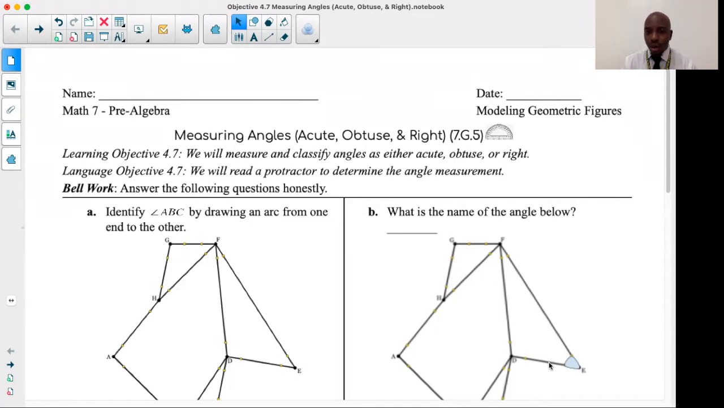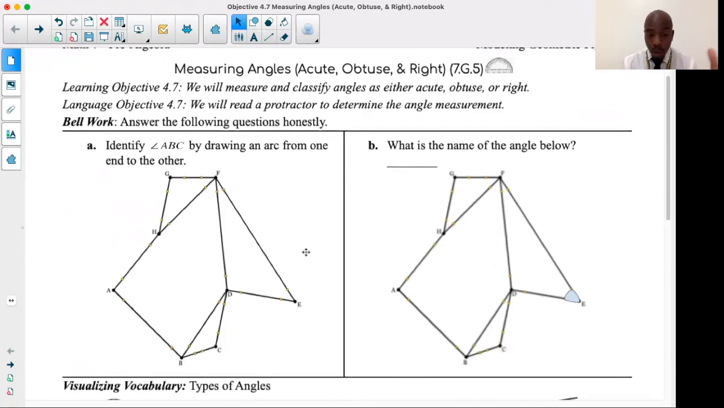A protractor is a means to determine and calculate the angle measurement of different shapes and stuff like that. So we're going to use that on paper for these two-dimensional shapes to be able to find the different angle measurements. But before we get into that, as usual, take a moment to pause the video and answer the bell word. A is asking you to identify this particular angle by drawing an arc, as we did in the previous lesson, and B is asking you to give me the name of that angle, as we also did in the previous lesson.